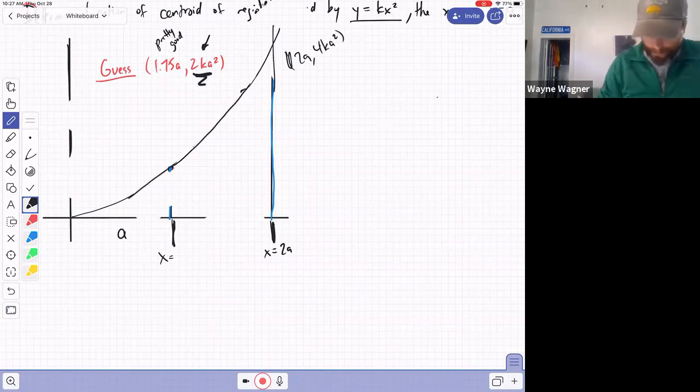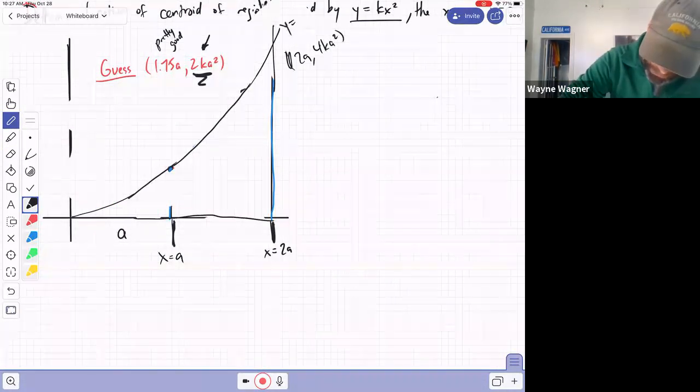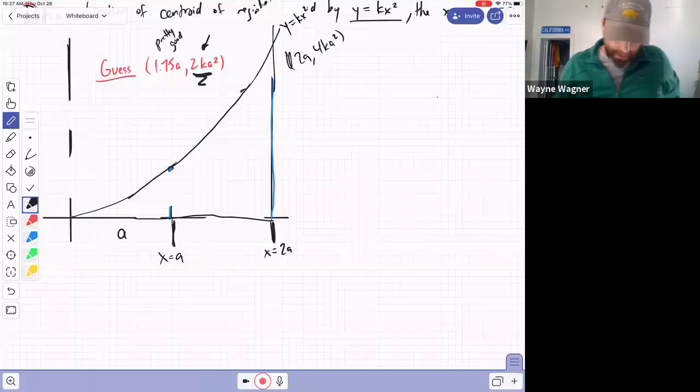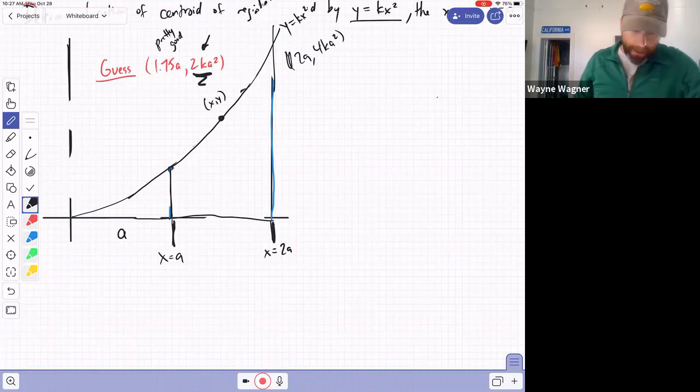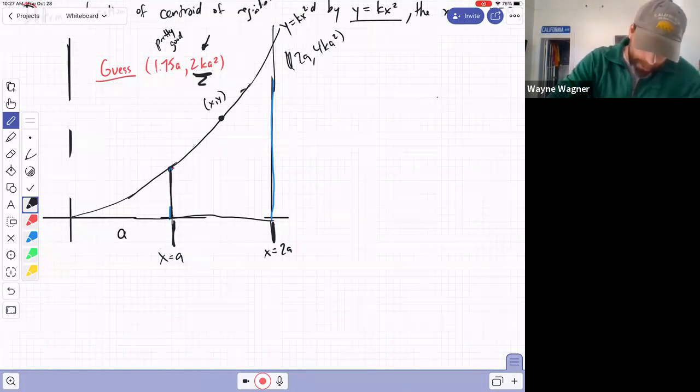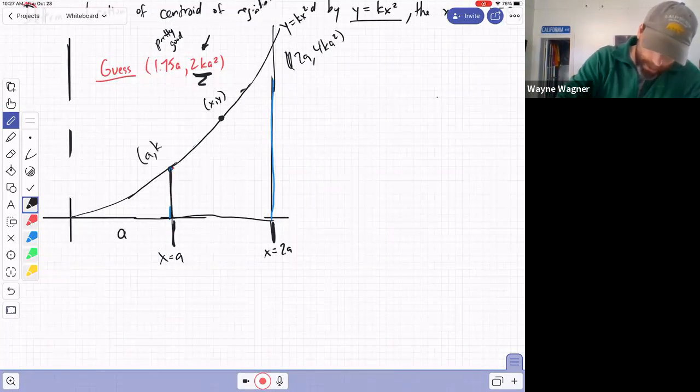All right. And this is y equals kx squared. Here's my area. And this point right here is x comma y. And what else do we have going on? This point right here is a comma k a squared.